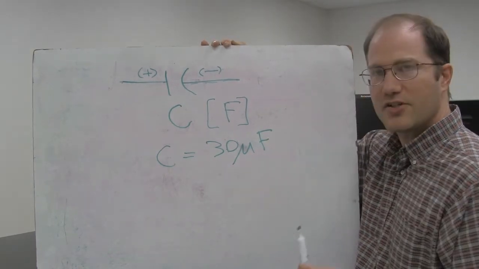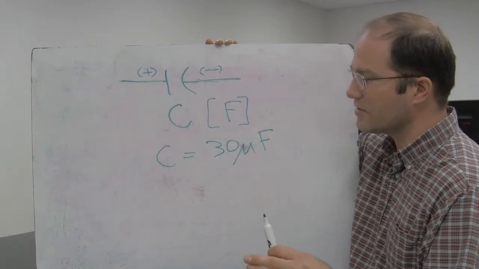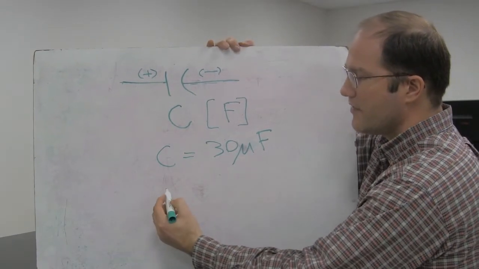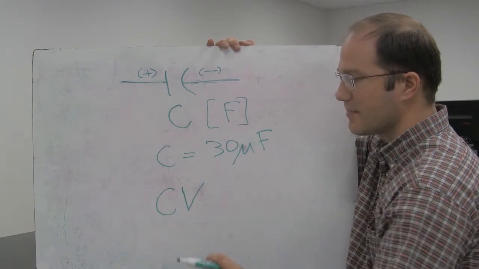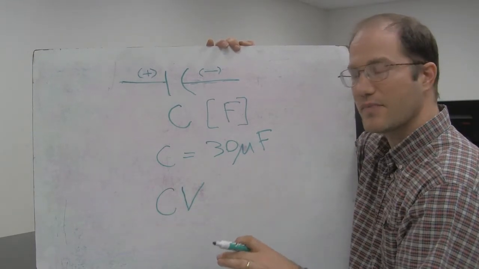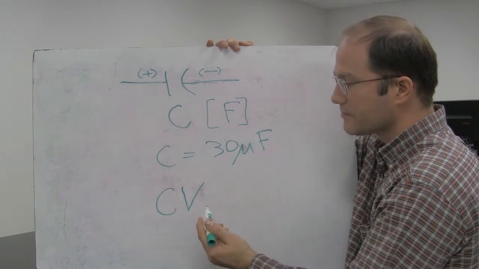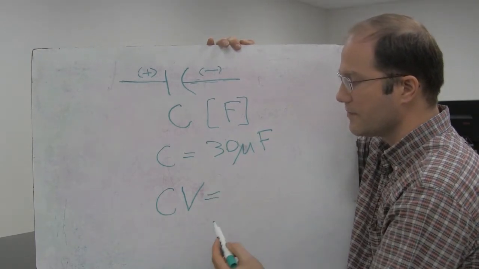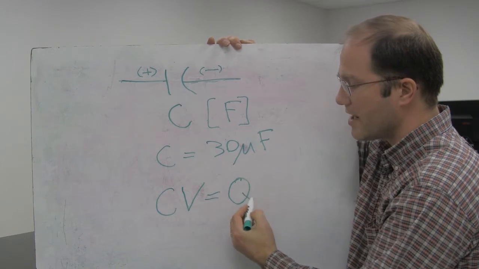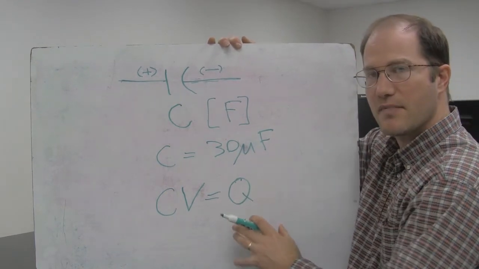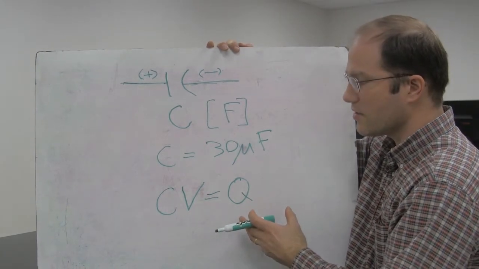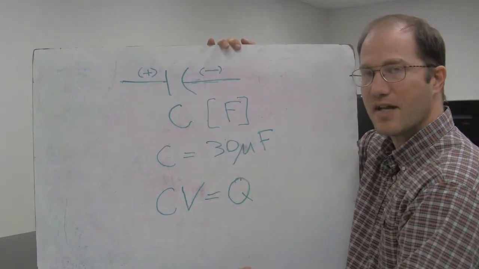That would be a typical capacitor value. Now, the relationship between capacitance and voltage goes like this. The capacitance multiplied by the voltage across the capacitor, which we can measure with a meter, is equal to the charge on the capacitor, Q. Q is the amount of charge stored on the plates of this capacitor.